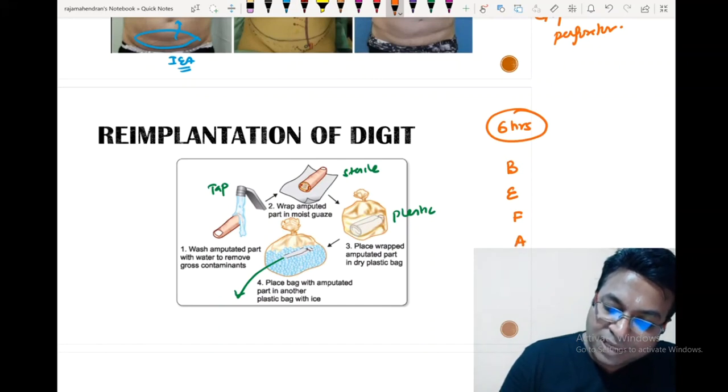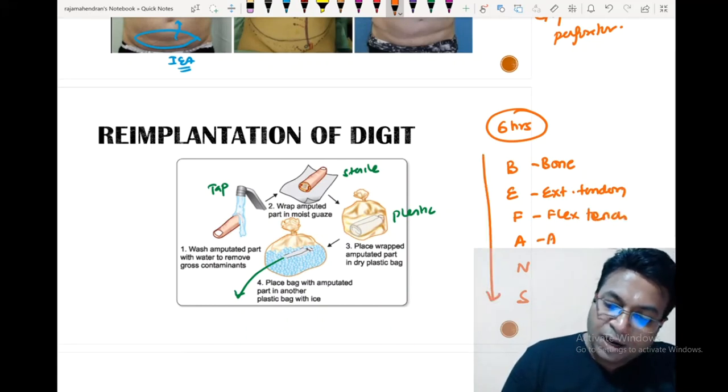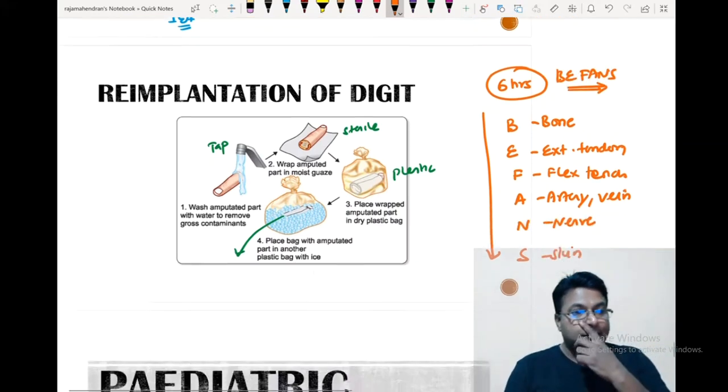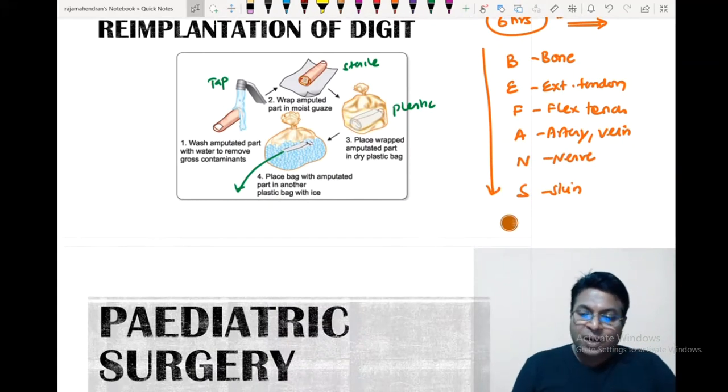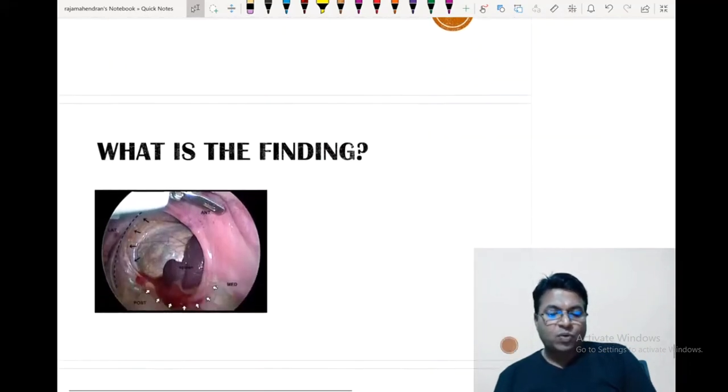The structure anastomosis mnemonic is BEFANS. First you do bone, second you do extensor tendon, then you do flexor tendon. The order of reconstruction: artery, vein, N for nerve, last S for skin. So the mnemonic is BEFANS, a mnemonic for the order of reconstruction of a cut digit. Okay, so bone, extensor tendon, flexor tendon, artery, nerve, skin. That is the order.